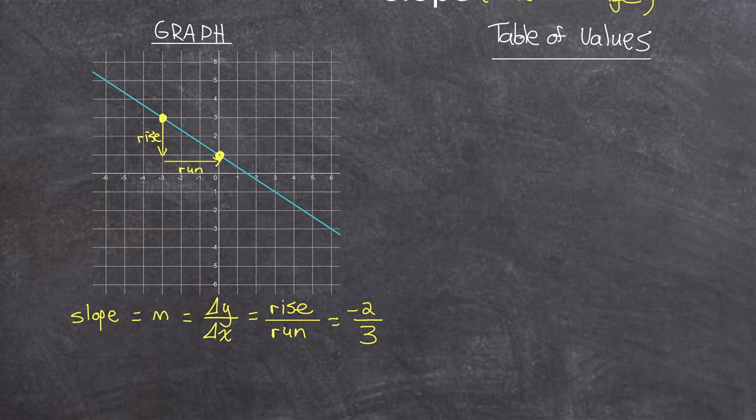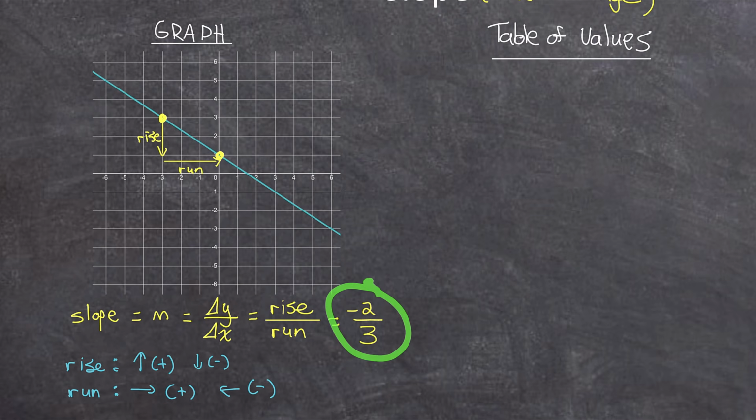Something that I should note for you is that when counting the rise, if you are going up, we consider the rise to be positive, and if we're going down, we consider the rise to be negative. For the run, if we go to the right, the run is positive, but if we go to the left, the run is negative.